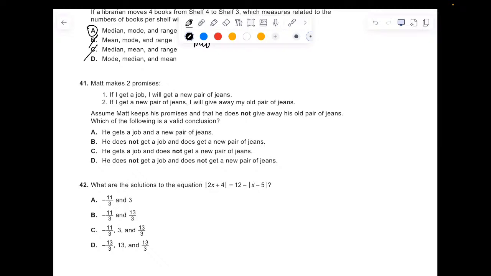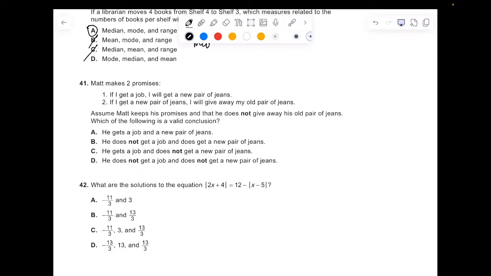Matt makes 2 promises. If I get a job, I will get a new pair of jeans. If I get a new pair of jeans, I will give away my old pair of jeans. Assume he keeps his promise and that he does not give away his old pair of jeans. Which of the following is a valid conclusion? He does not get a new pair of jeans. Oh, I see. He does not get a job and he does not get a new pair of jeans? No. He gets a job and does not get a new pair of jeans.